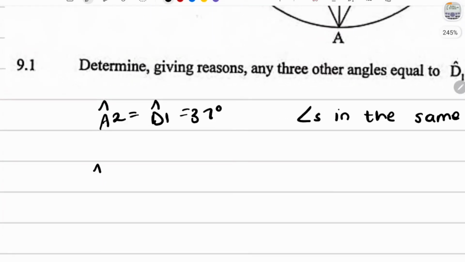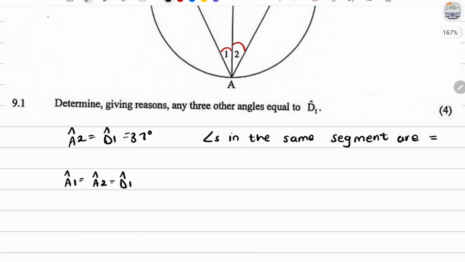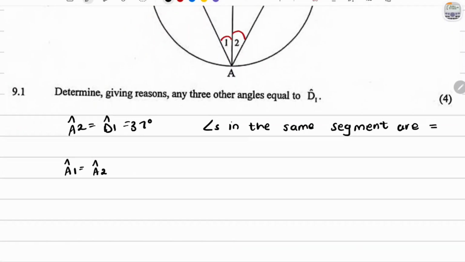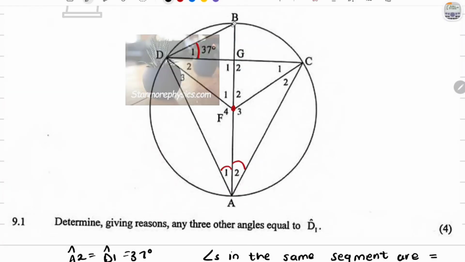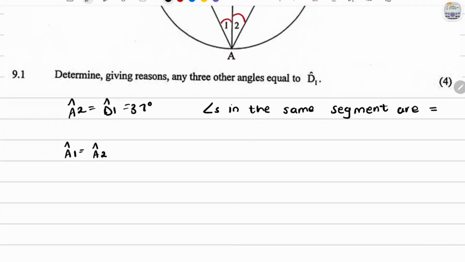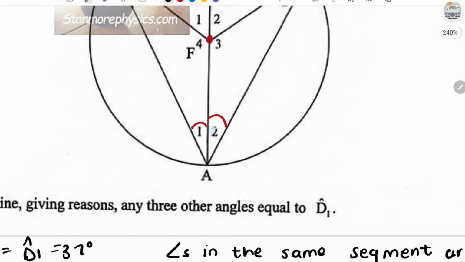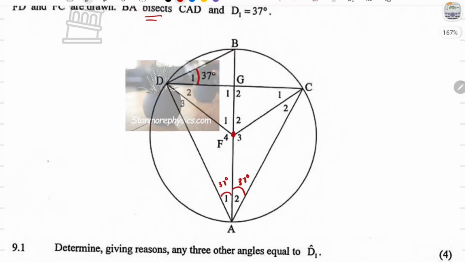So angle A1 is equal to angle A2, and you know that angle A2 is equal to angle D1. Let me just say angle A1 equals angle A2 first, and it's because of BA bisecting CAD. Because of that, angle A1 is also equal to angle D1. We're just finding all the angles equal to angle D1. So we found 2 angles so far, and that is also 37 and 37. What else is equal to 37 degrees?